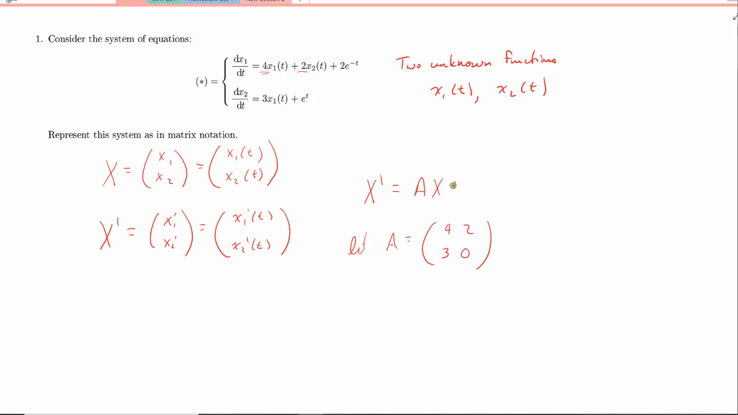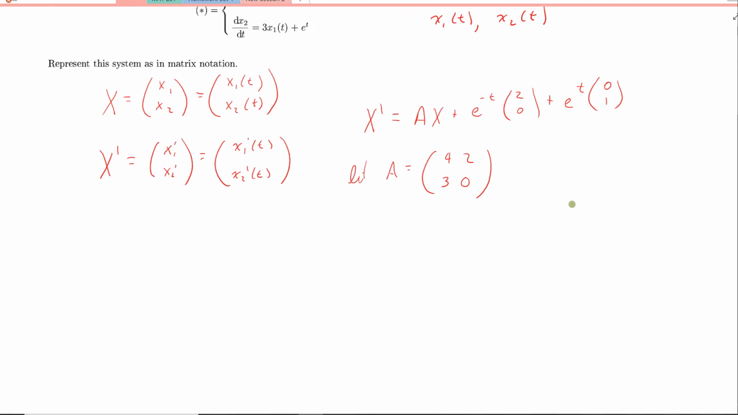And then we're going to add to that the two non-homogeneous terms. In this case, the first non-homogeneous term is e to the minus t times a vector. There's only one e to the minus t, and that's in the first equation, so we get 2, 0 for that entry. And we've got an e to the t, and that only shows up with a coefficient of 1 in the second equation, so we'll represent it with a 0 for the first component and a 1 for the second. So that's one way we could represent this.